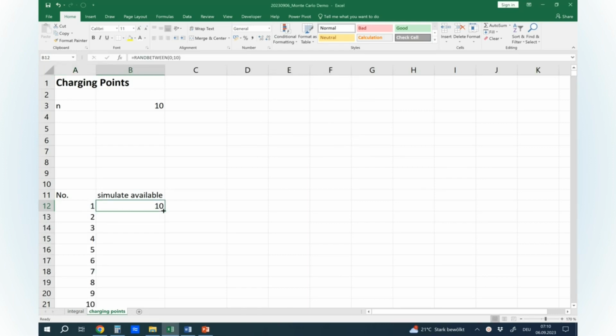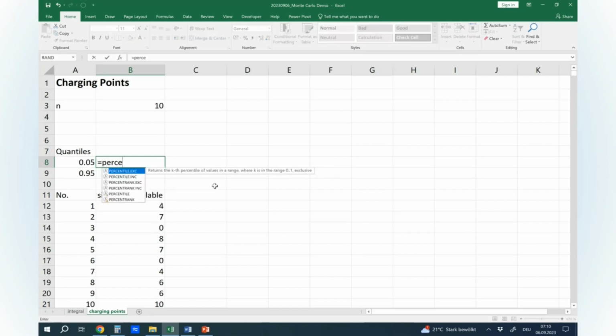To analyze the outcome, we can identify specific empiric quantiles, such as the 5% and 95% quantile. Why? This is fairly standard because it tells us the range in which the vast majority, 90%, of all observations fall. To achieve this, I'll use the function percentile_inc.